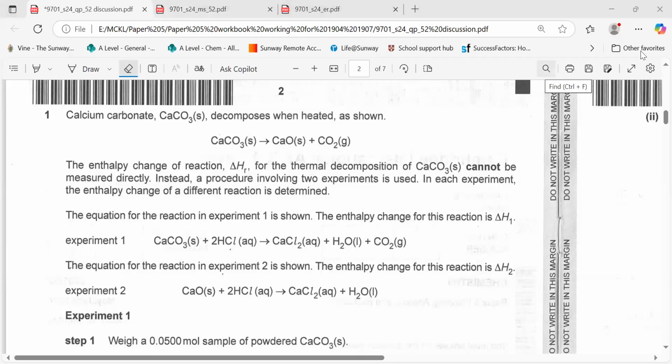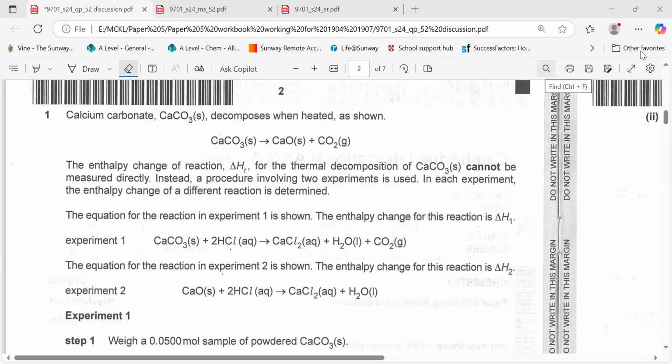Question number 1. Calcium carbonate decomposes when heated as shown. The enthalpy change of reaction for the thermal decomposition cannot be measured directly. That means you can't do this experiment in real life while measuring the temperature change, where you have to use Q equals mc delta T. Instead, a procedure involving 2 experiments is used.